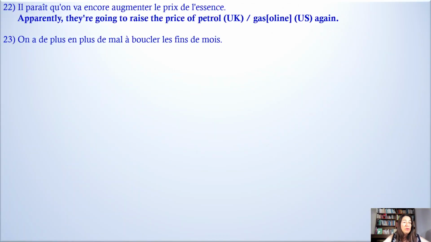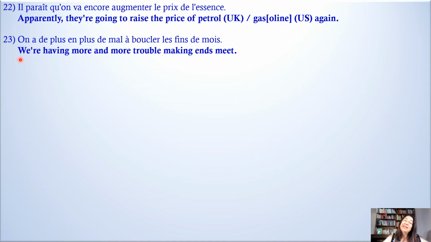On a de plus en plus de mal à boucler les fins de mois. If it is clear from the context that on is me and my husband, then in that case, and in that case only, I am going to translate on by we. But you really need to make sure that on corresponds to the meaning of nous before you can translate it by we. And that's the only case in which it is appropriate. So we're having more and more trouble making ends meet.